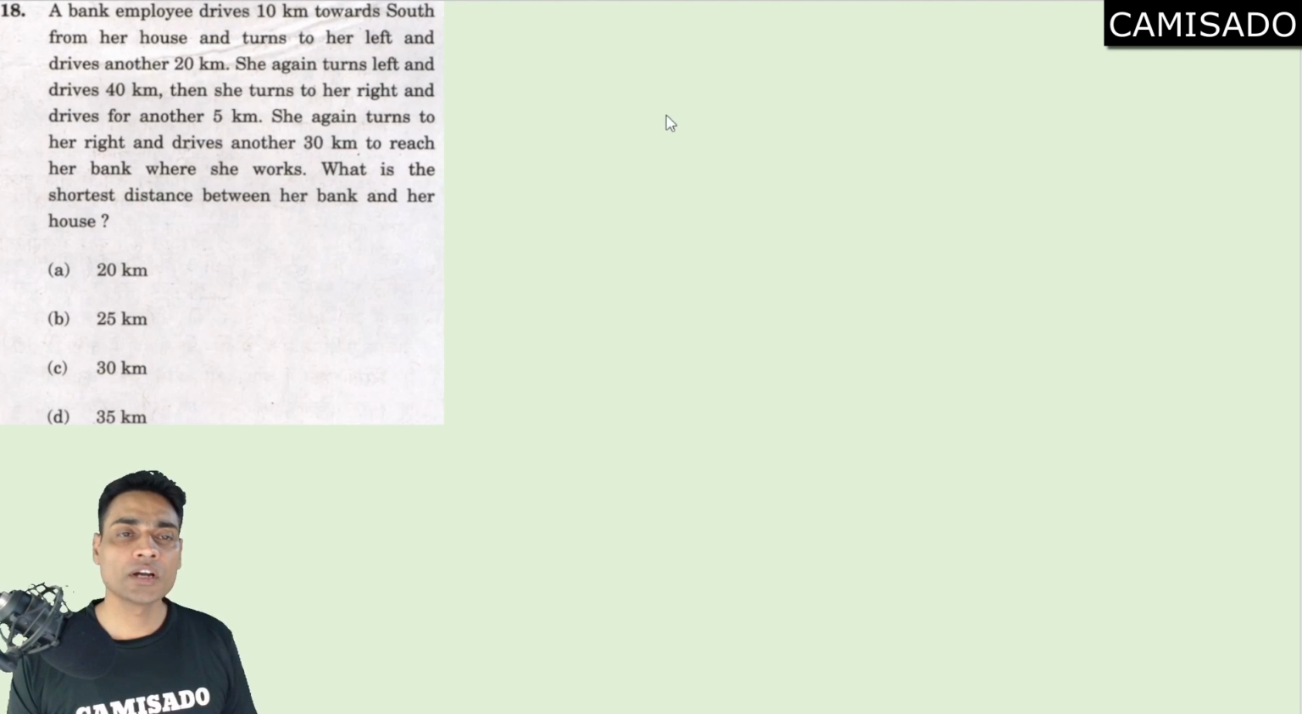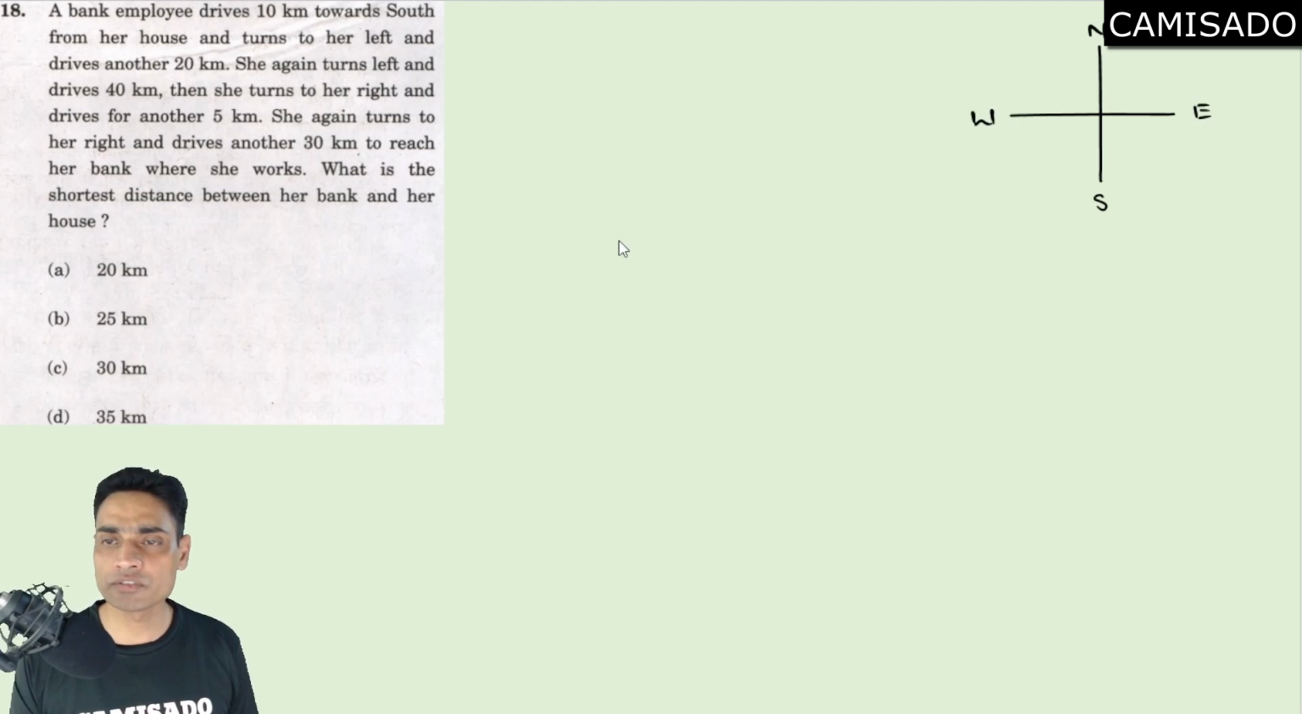Again, next, a bank employee drives 10 kilometers towards south. All of you know, I think, that this is your south, this is your north, this is your east, and this is your west. All of you must be well acquainted with directions. So now according to the given question, a bank employee drives 10 kilometers towards south from her house and turns to her left, so this is her left, and drives another 20 kilometers. Fine.